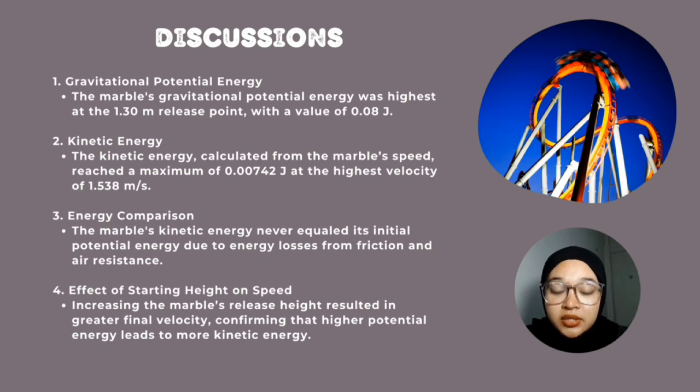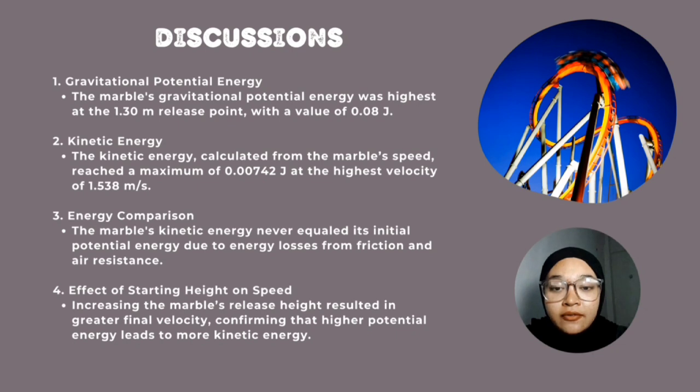Number 2 is kinetic energy. From the highest measured velocity, the kinetic energy reached around 0.0742 joules, which is much less than the initial potential energy. Number 3 is energy comparison. This difference shows that not all the potential energy was converted into kinetic energy. Some of it was lost through friction and air resistance.